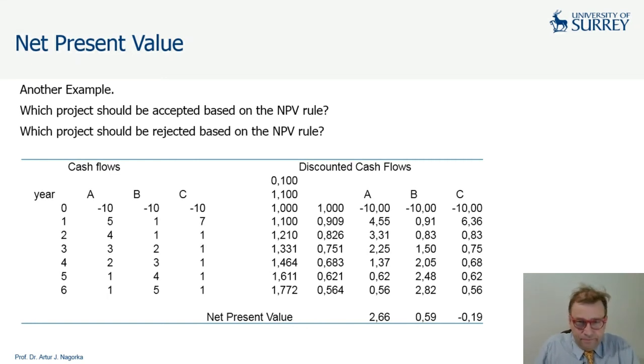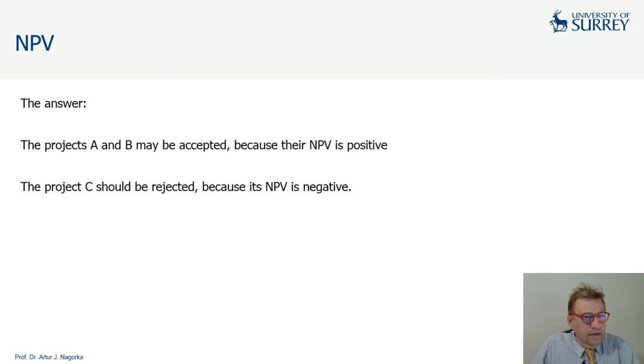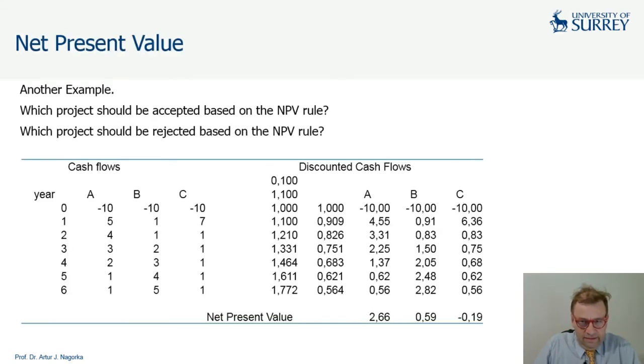The answer should be like this: projects A and B may be accepted because the NPV is positive. Project C should be rejected because NPV is negative. Let's have a look again. Yes, this is the situation, how it looks like.